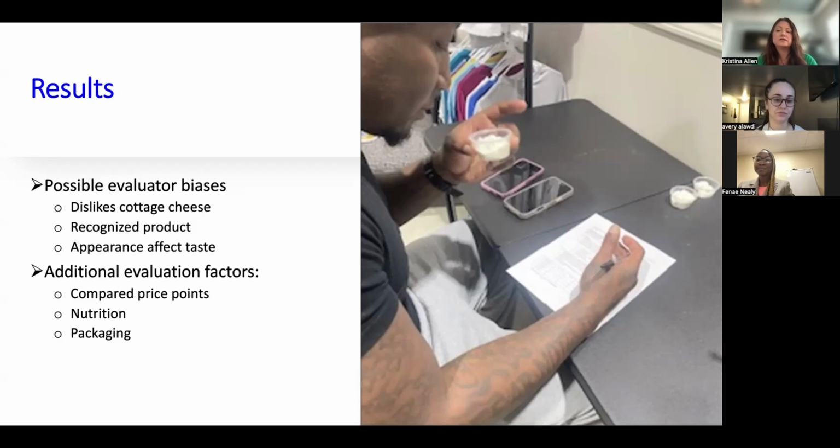Other than the evaluators and how they felt about the product, we had to look at some additional factors when deciding which product to purchase. One of them was comparing the price points. We did purchase all of the products at Walmart, but the Great Value Walmart brand was significantly cheaper than the other two. Nutrition. All products were basically the same. I was a little surprised because I had assumed that Good Culture was going to be higher in protein due to its advertising. However, all of the fat and protein was within 1 to 2 grams of each other. So nothing was more significant than the other.